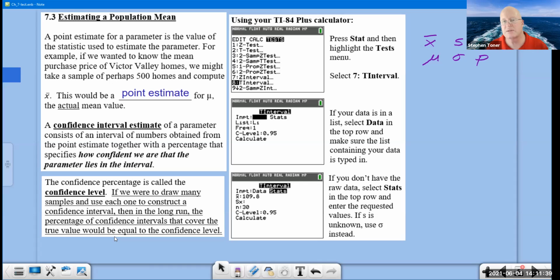Now, we're just going to keep saying we can be 90% confident that or 95% confident that. But I wanted in this last example to really illustrate for you what that phrase actually means.